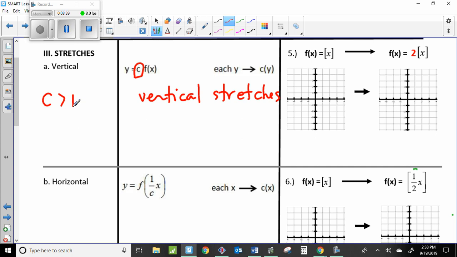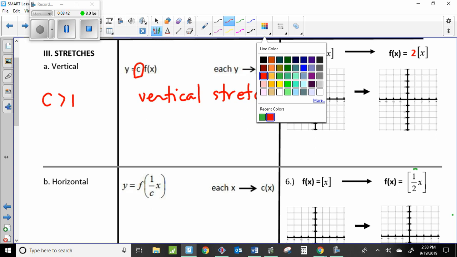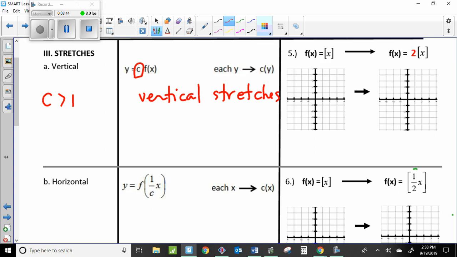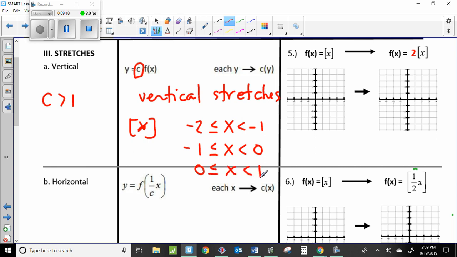So let's take a look at this example with the step function. So step function, let's review. The greatest integer of x, for x between negative 2 and negative 1, the greatest integer value is negative 2. Values from negative 1 to 0, the greatest integer is negative 1. Values from 0 to 1, the greatest integer is 0. So if I had to graph it, this would be our greatest integer function.